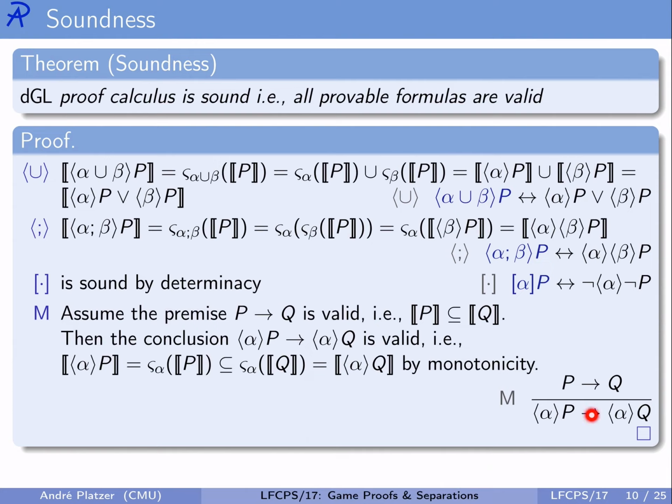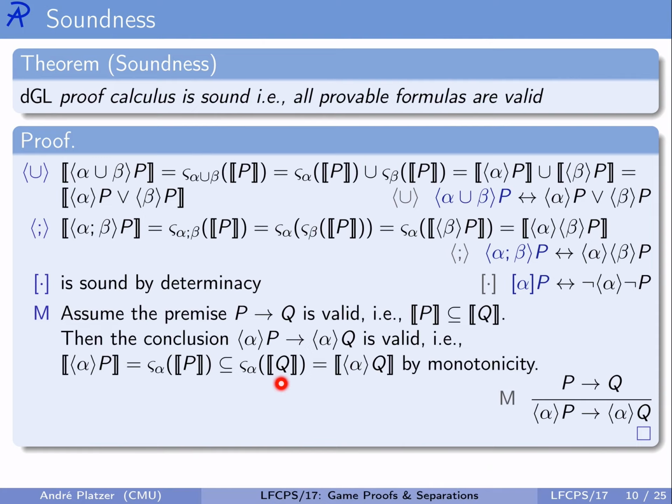Now, in order to show that this implication, the conclusion, is valid, we show the exact same thing. The set of all states in which the left-hand side is true is a subset of the set of all states in which the right-hand side is true. How do we do that? Well, the set of all states in which the left-hand side is true is just precisely the winning region for the hybrid game alpha to get to the set of all states in which P is true, by semantics. The winning region on the right-hand side is precisely that winning region for the hybrid game alpha also, in which the modified postcondition Q is true.